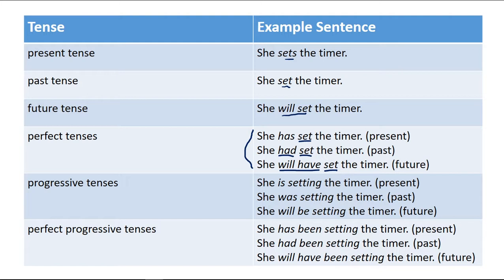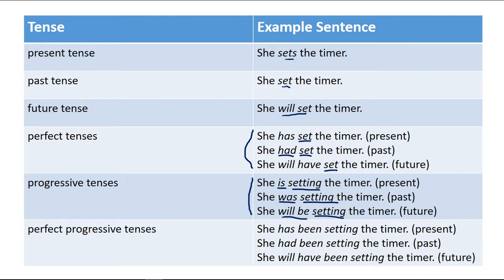And then let's walk through these next ones, progressive tenses. Notice again, we have she is setting, she was setting, she will be setting. The form of the verb for setting is the same, but if we look here, she is setting the timer. That tells us that this sentence is happening in the present. She was setting, that's happening in the past. And she will be setting the timer, that's in the future.